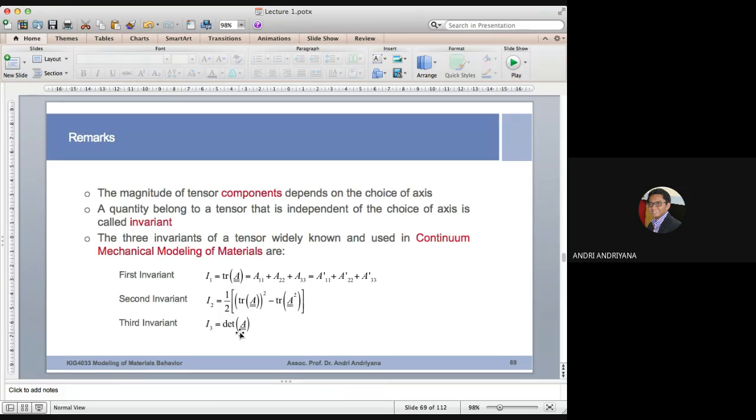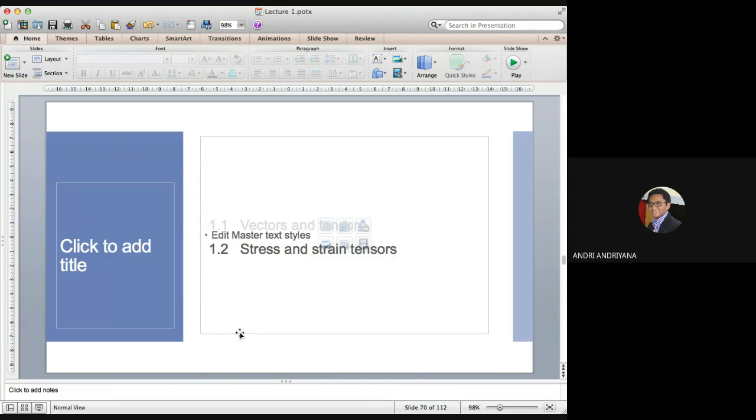Again, this is analogous to the length of a vector, where the length is independent of the choice of the axis. The components may change, but the length remains the same. In the tensor, the components may change, but the trace remains the same. The second invariant, the formula that you have there, remains the same, and the determinant of the tensor will also remain the same. All right, so this is a closing remark for the second order tensors.